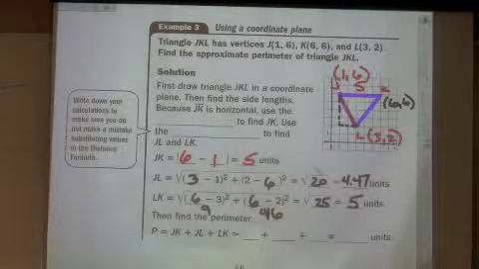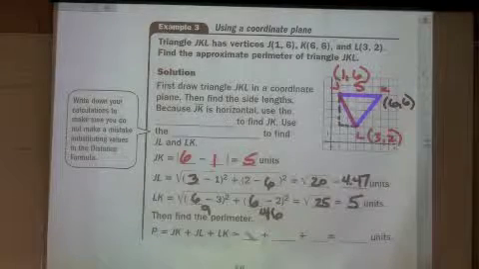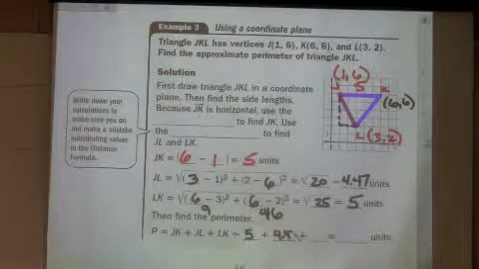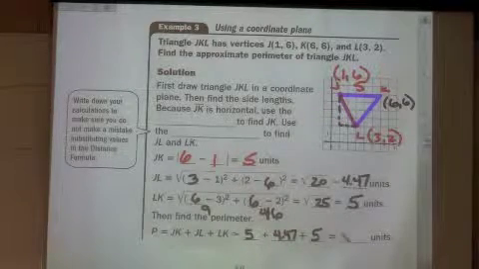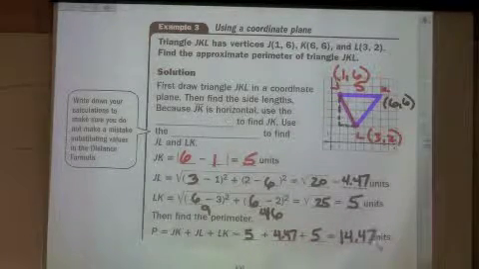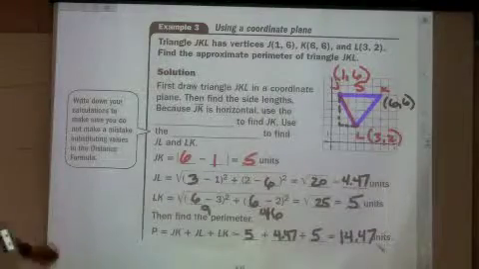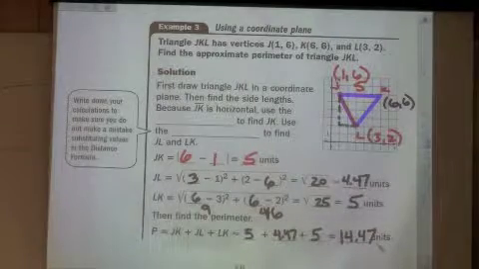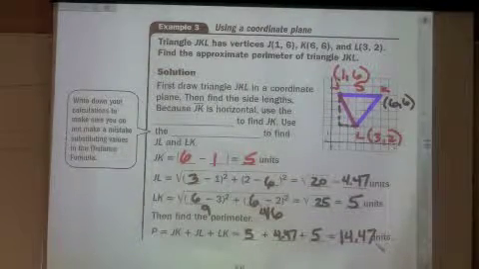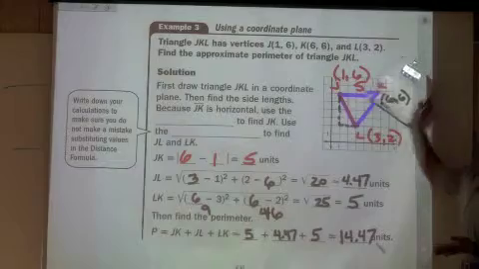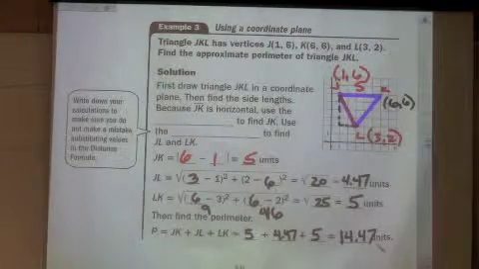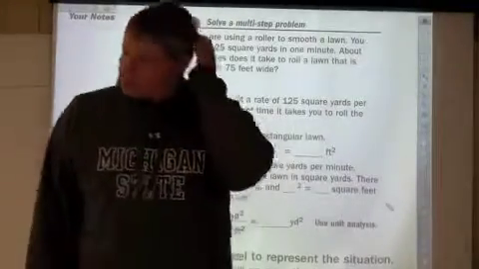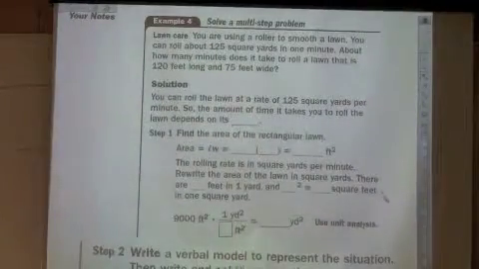So if we want the perimeter of the whole thing, we'll just add it up. We had one side length was 5. We had a 4.47. We had another 5. So we're looking at 14.47. How come they just labeled it units? We weren't given any distances. We weren't told centimeters or feet, anything like that, so we just call it units. Very good.